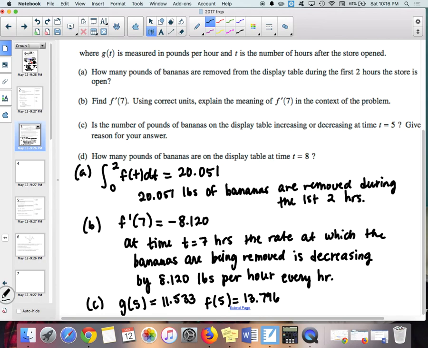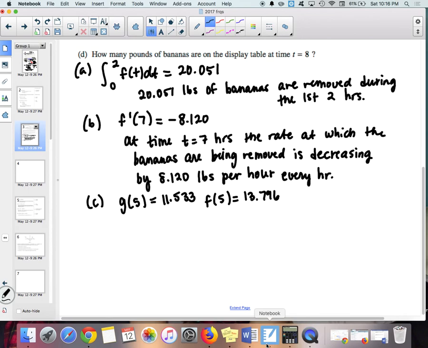Okay, so we want to compare those two. We want to say which one's bigger. It looks like f of 5 is greater than g of 5, which means the customers are taking the bananas faster than they're putting the bananas up. So what does this mean? It means it's decreasing. So since f of 5 is greater than g of 5, the number of pounds of bananas is decreasing.